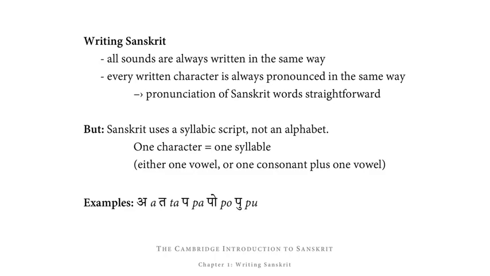And I've given you a couple of examples. The Sanskrit signs that you see at the bottom of this slide are a, ta, pa, po, and pu. Each of them counts as one character, and you can maybe already see a little bit how those characters are constructed, but each of them is one character, and one character represents one whole syllable.